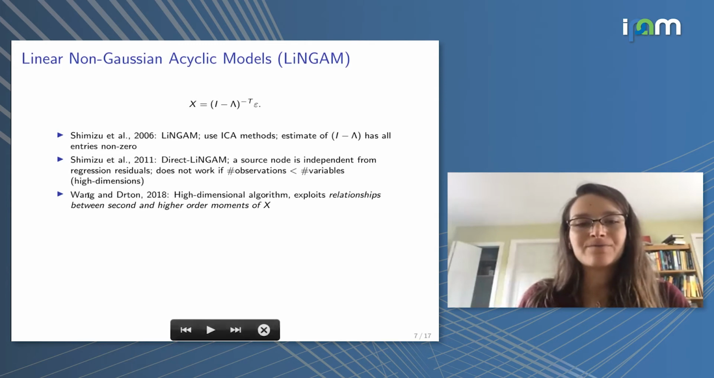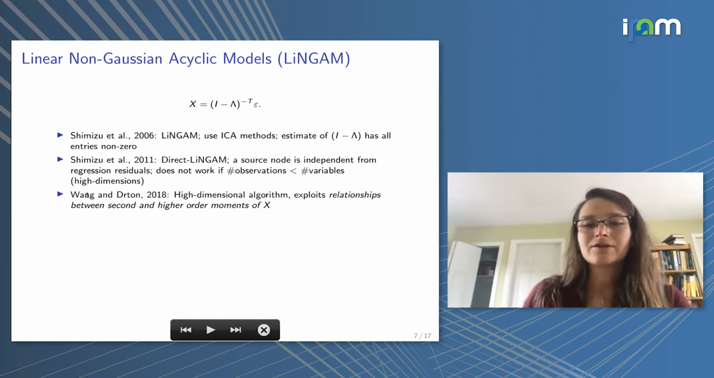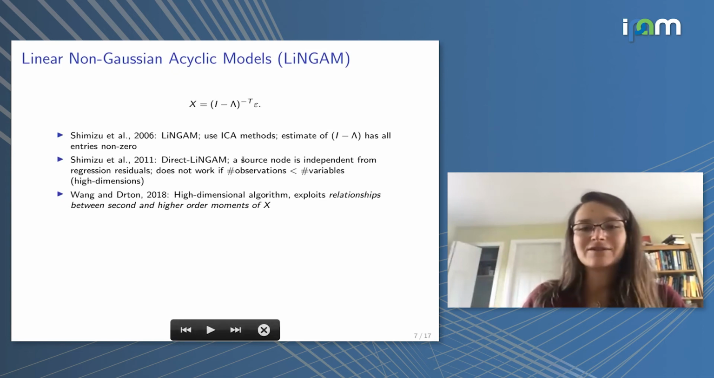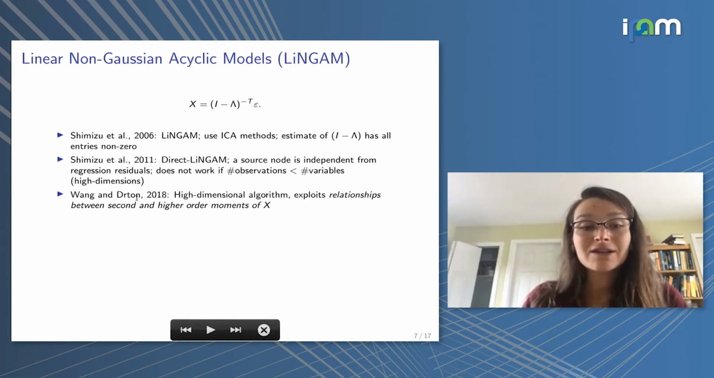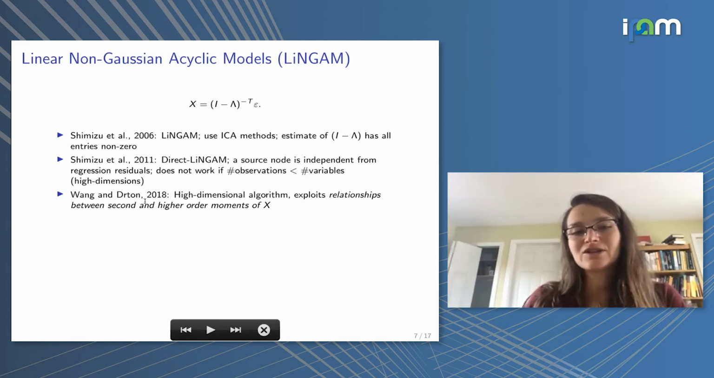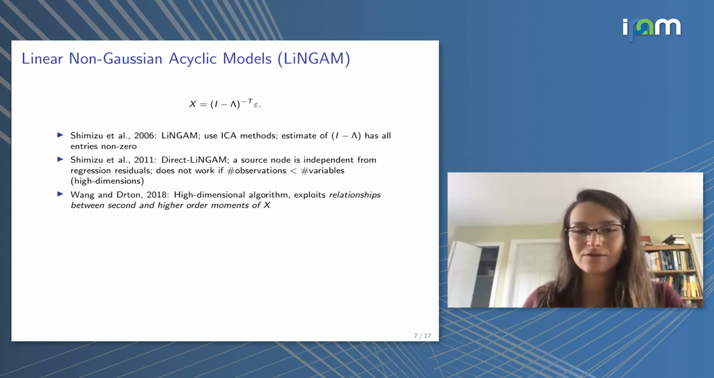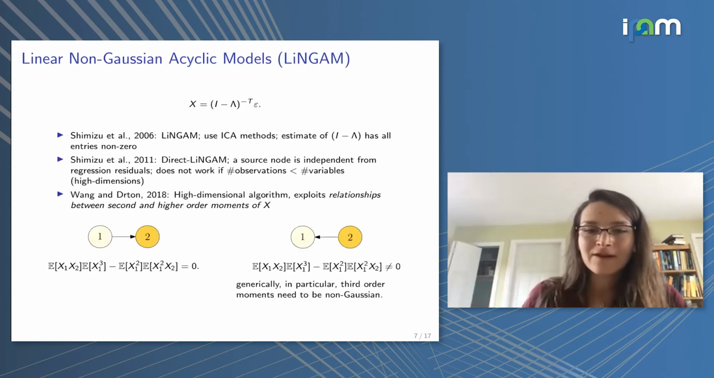I want to talk about one of the latest ones by Wang and Drton, where they have a high dimensional algorithm where you can actually estimate these parameters, even if the number of observations is less than the number of variables. What's really interesting to me is that it looks at relationships between the second and third and higher order moments of the vector x. So it looks at these high order moment tensors, and their entries have relationships that actually help you learn the graph.